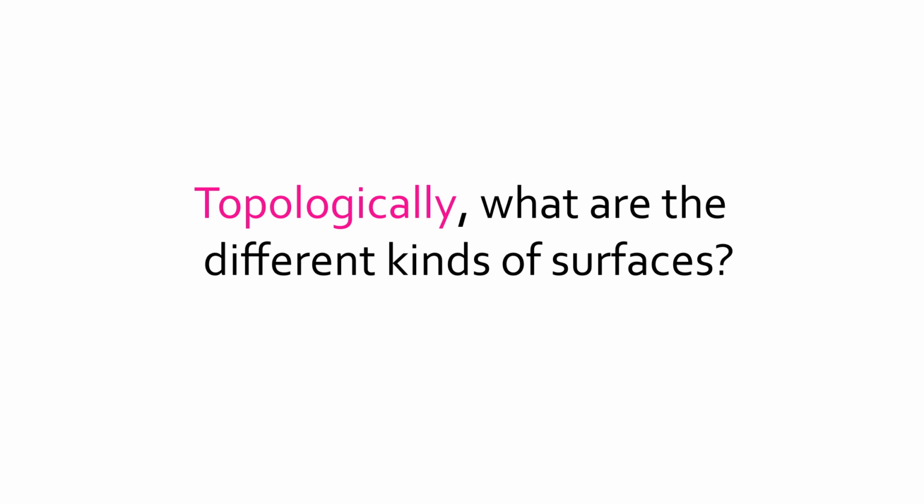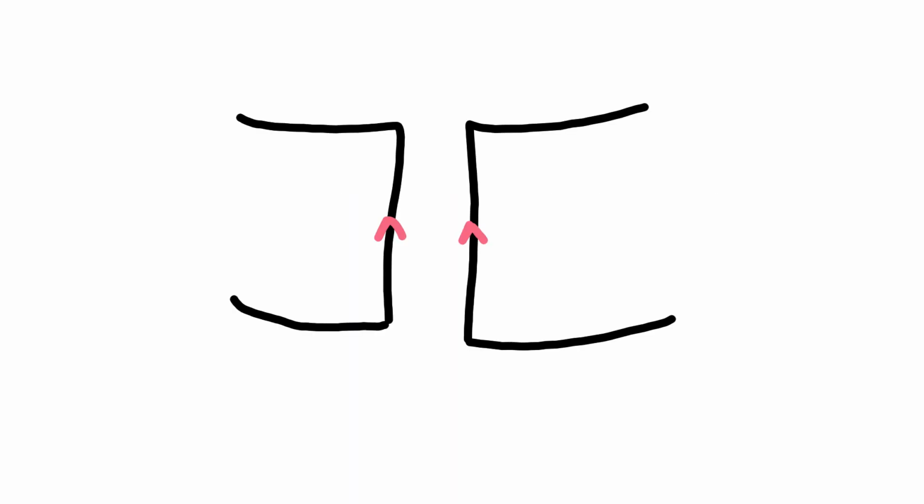To find out what kinds of surfaces there are, we need to have a way of making new surfaces from ones we already know. One way to make new surfaces is by gluing together parts of old surfaces. For example, if we take a square and glue together two opposite edges, we'll get a cylinder. If we start with a square and glue together both pairs of opposite edges, we'll get a donut. Mathematicians like to call donuts toruses.